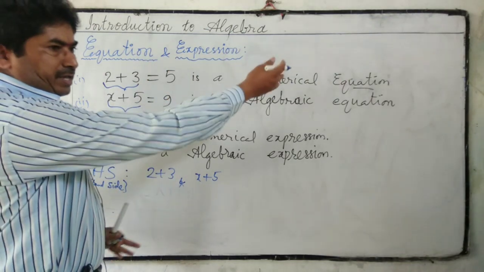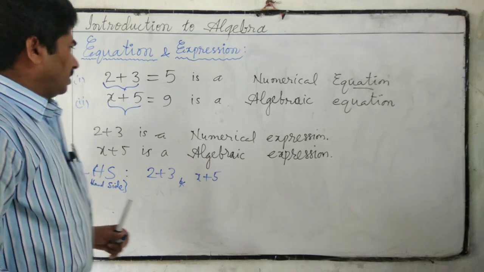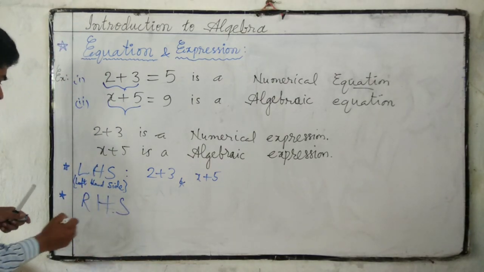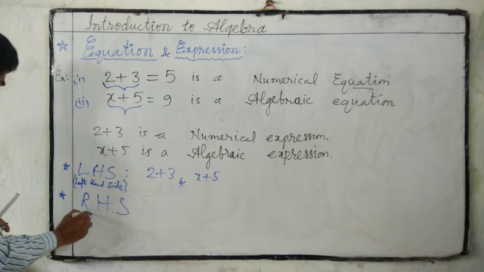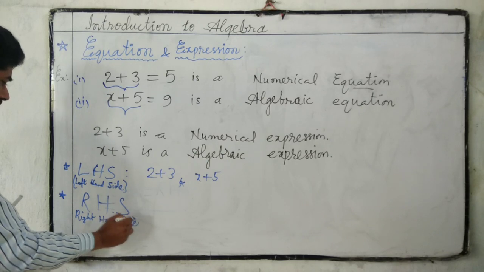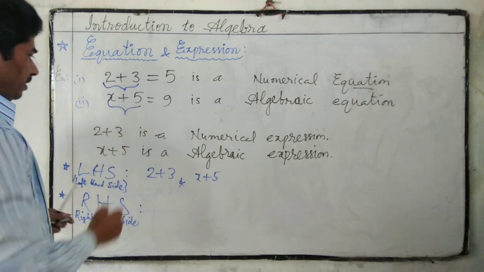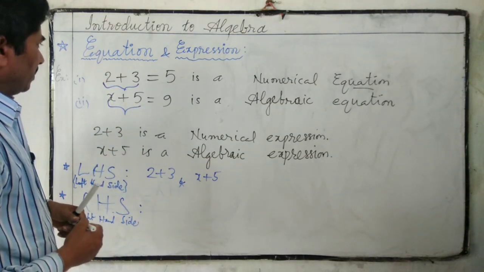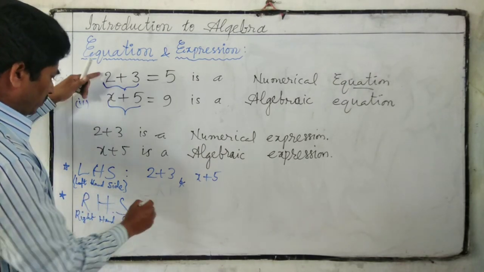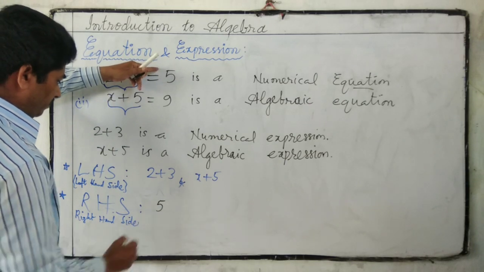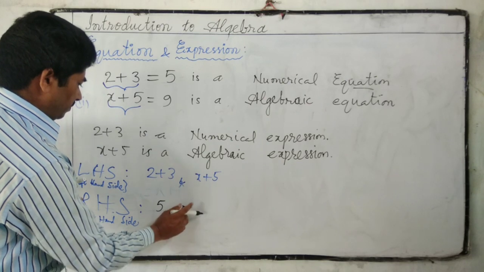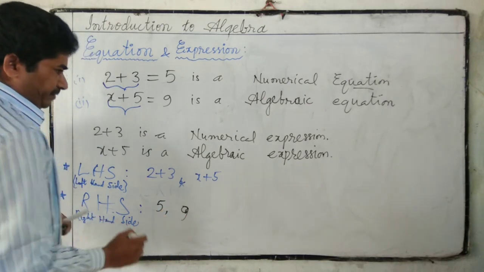Right of the equal sign is called RHS. Right hand side. In these equations, RHS are 5. In the second equation, 9. These are RHS.